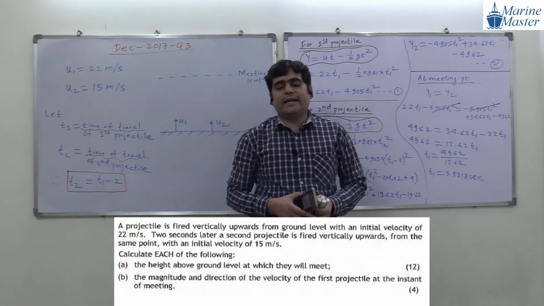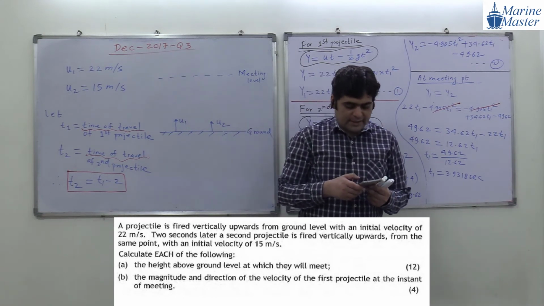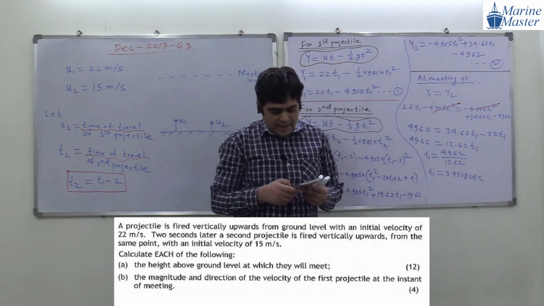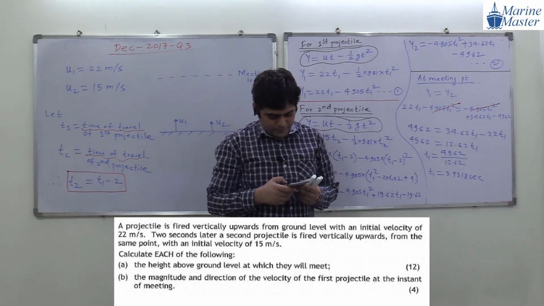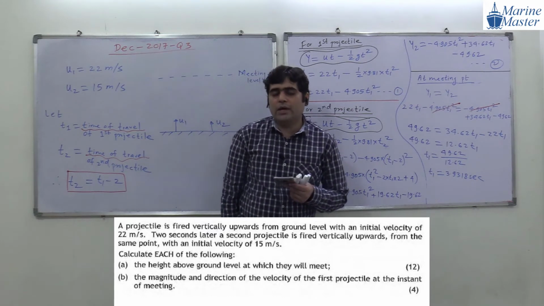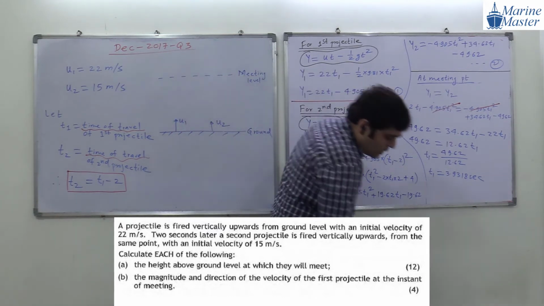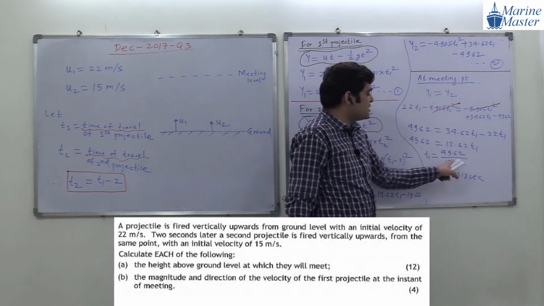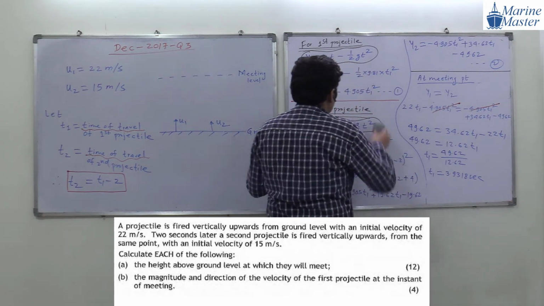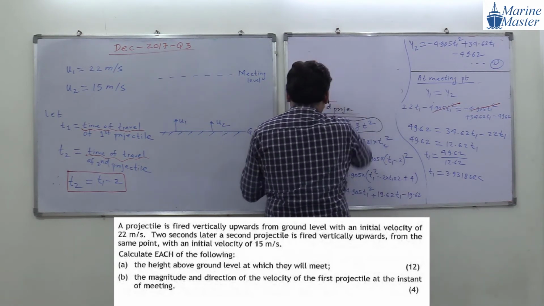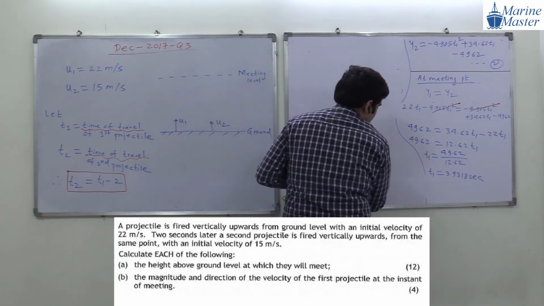So what is our target here? Try to see the scenario. We have to find the height above the ground level at which both the projectiles will meet, that is, after this much time of travel, the first projectile will meet the second projectile. So what are we going to do here?